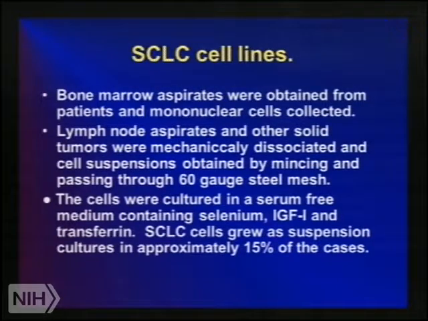Here at NCI in the 80s, they'd get biopsy specimens from patients, and these biopsy specimens were mechanically dissociated, and cell suspensions were made by passing the cell suspension through steel mesh. Then the cells were cultured in a serum-free medium, which contains selenium, IGF-1, and transferrin. The normal cells died, but about 1 out of 6 of the biopsy specimens, small cell lung cancer cells, would then grow out. And then you had a group of cells from a particular patient.